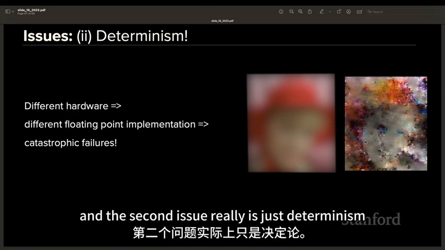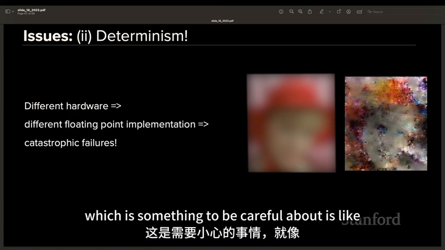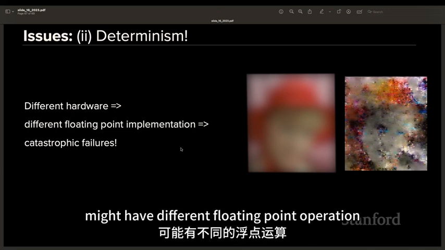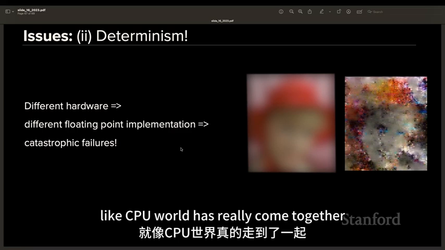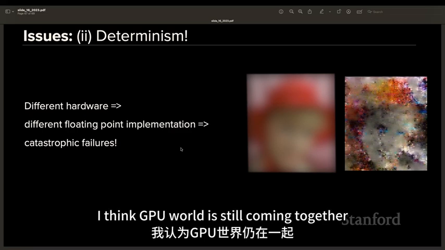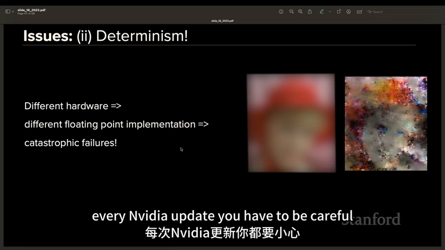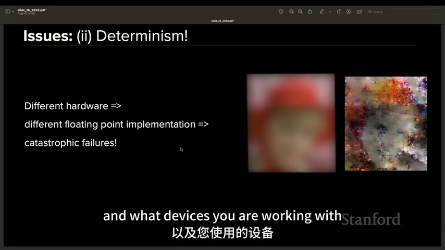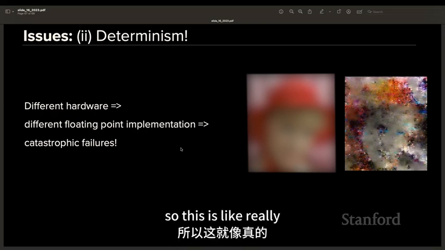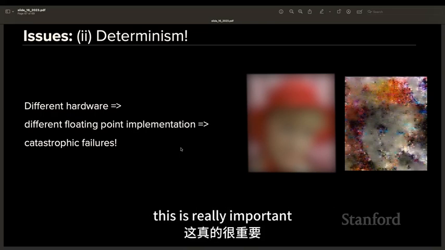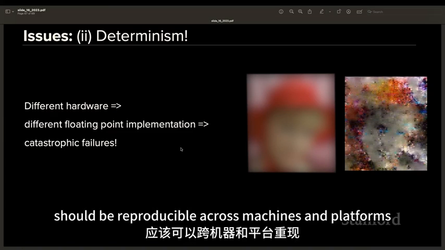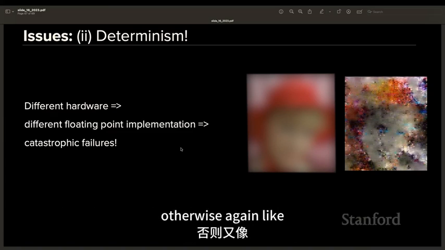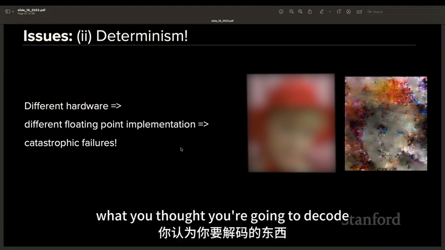And the second issue really is just determinism, which is something to be careful about: different hardware might have different floating point operation implementations, and that could lead to catastrophic failures. The CPU world has really come together. I think the GPU world is still coming together. Every NVIDIA update, you have to be careful about what devices you are working with. So even though this doesn't sound big, this is really important when you are working with these ML image based coders. Whatever you are doing should be reproducible across machines and platforms. Otherwise, you're not going to decode what you thought you were going to decode.